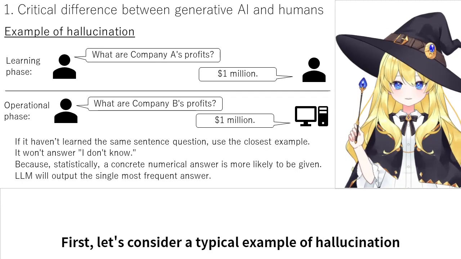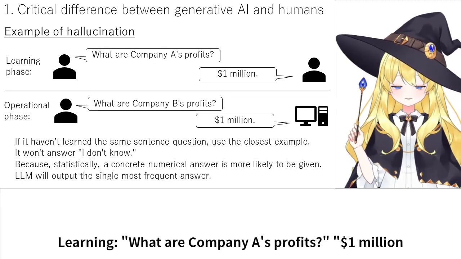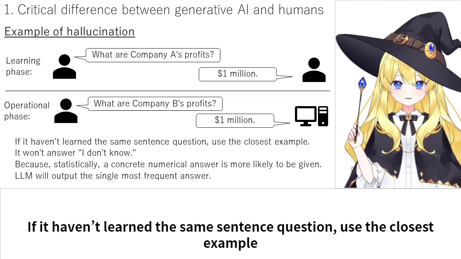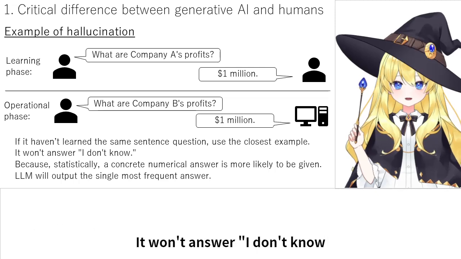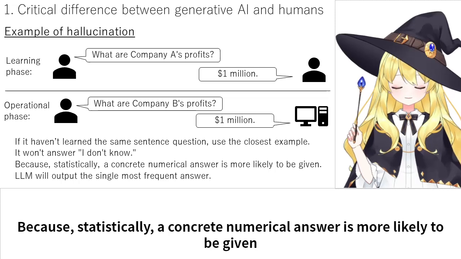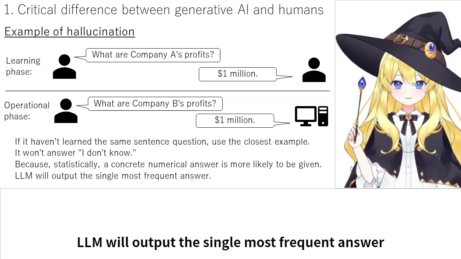First, let's consider a typical example of hallucination. Learning: what are company A's profits? $1 million. Operational: what are company B's profits? $1 million. If it hasn't learned the same question, it uses the closest example. It won't answer "I don't know" because, statistically, a concrete numerical answer is more likely to be given. LLM will output the single most frequent answer.